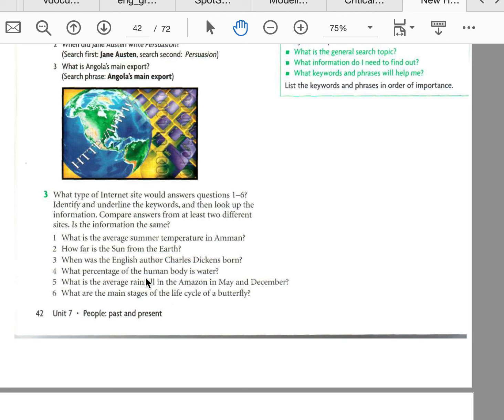Number 4. What percentage of the human body is water? I can find it by putting the whole question in a search engine. Number 5. What is the average rainfall in the Amazon in May and December? I can find the answer in two ways, by using an online encyclopedia or using a search engine. And finally, number 6, what are the main stages of the life cycle of a butterfly?